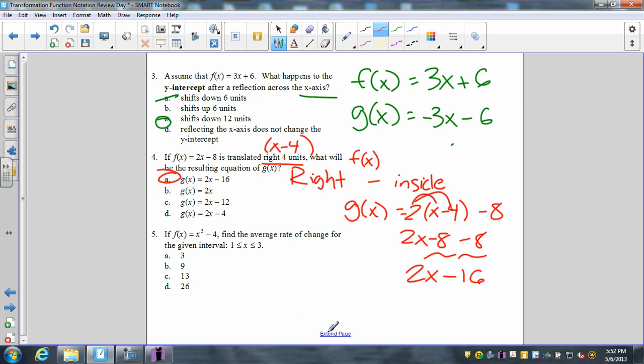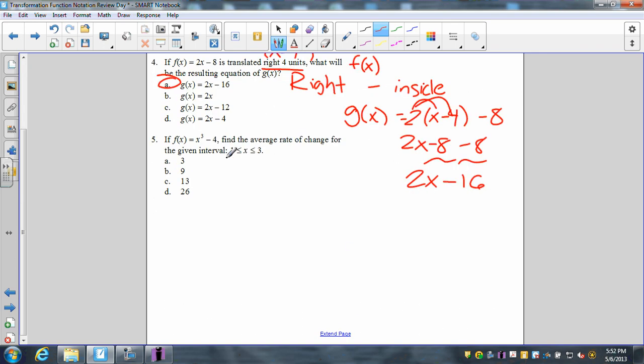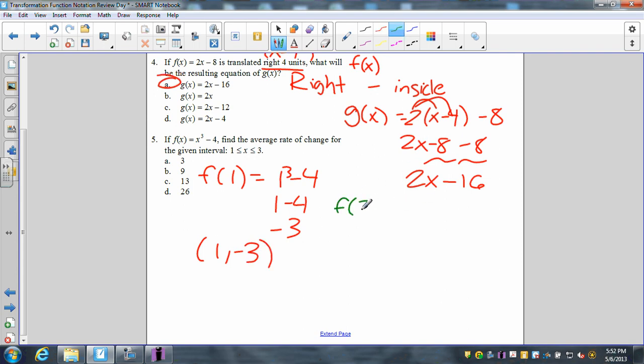Number 5, if f of x is x to the third minus 4, find the average rate of change for the given interval. So we need to find f of 1, which is going to be equal to 1 to the third minus 4. Well, what's 1 to the third? That's 1 times 1 times 1, which is 1, minus 4, which is negative 3. As an ordered pair, this is 1 comma negative 3. Similarly, f of 3 is going to be equal to 3 to the third power minus 4. What's 3 times 3? That's 9. What's 9 times 3? That's 27. So 3 to the third is 27. 27 minus 4 is 23. As an ordered pair, 3 comma 23.